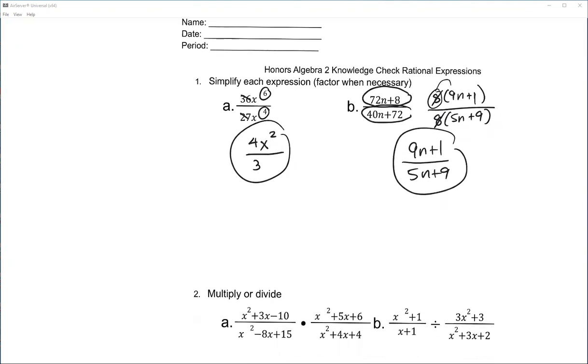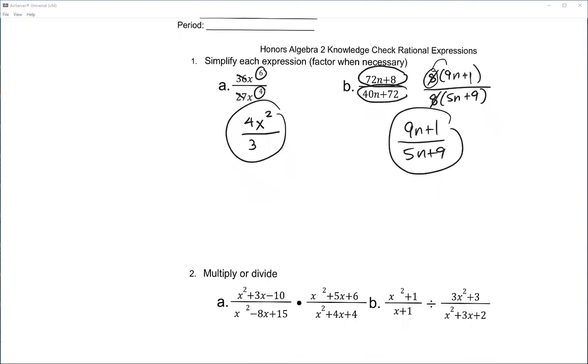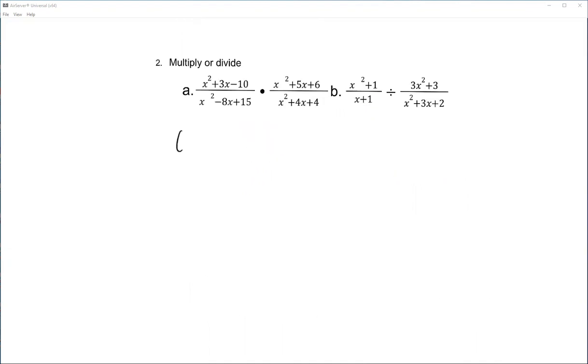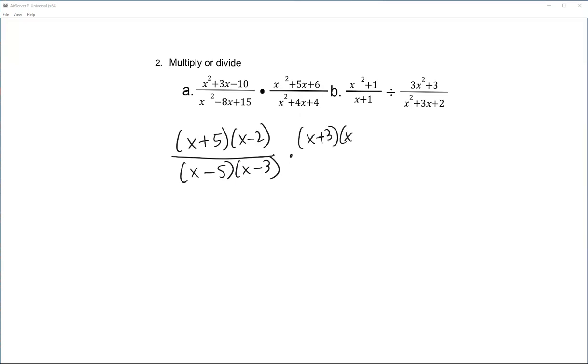Letter number 2. Let's factor each portion out. I'm just going to go right to it. x plus 5 and then x minus 2, I believe, over x minus 5, x minus 3, times x plus 3, x plus 2 over x plus 2, x plus 2.